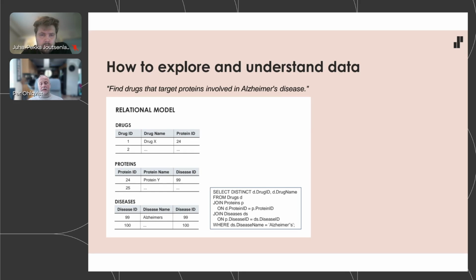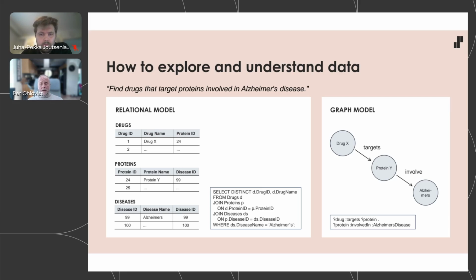If we want to find drugs that target proteins involved in Alzheimer's. So on the first screen here, we see the traditional approach. You have the three tables of drugs, proteins, and diseases, each with their own columns and primary and foreign keys. To answer the question, you have to find out the relationships and join the drugs to proteins and proteins to diseases. And then you filter on the disease name. This finds the facts, and you get the listing of matching records. But with more tables and joins, it gets complex really fast, and performance issues are growing exponentially.